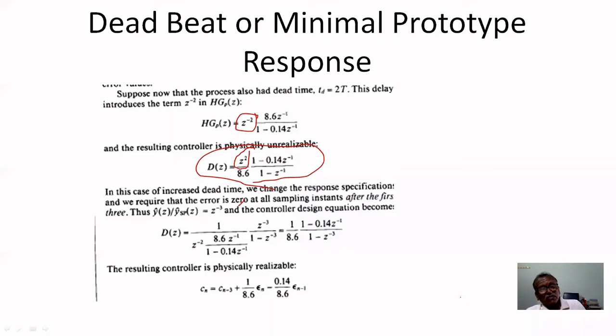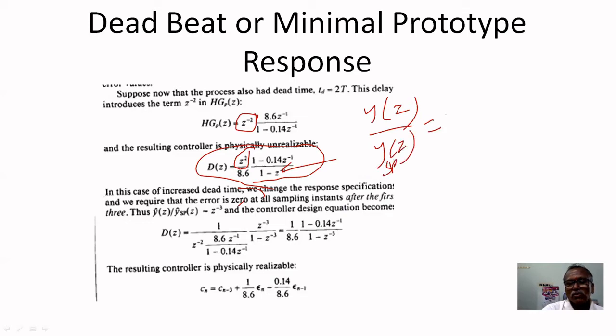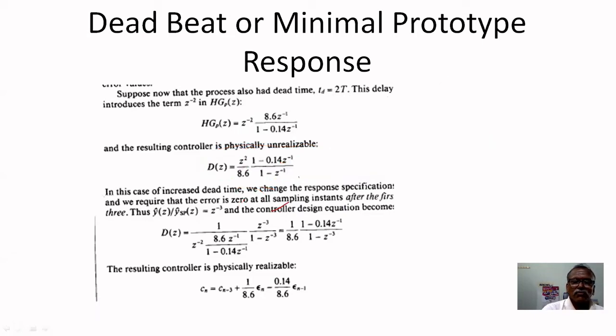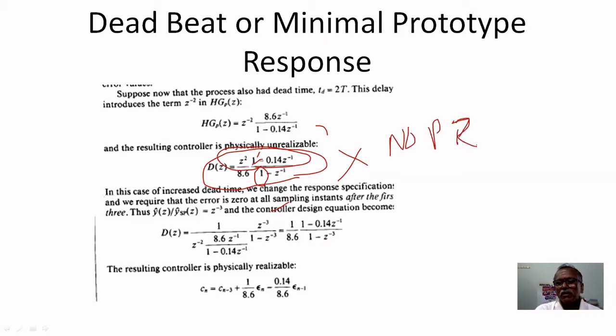Already we have seen that the controller should not have positive powers. The problem is that we assumed Y of z by Y set point of z equal to z power minus 1 without considering dead time. That's why it becomes physically not realizable. It is not realizable because it has positive powers of z in the numerator, while the denominator has a constant term. Therefore, it is not physically realizable.